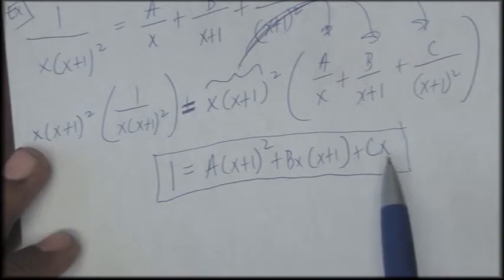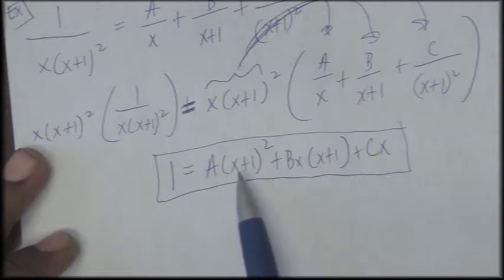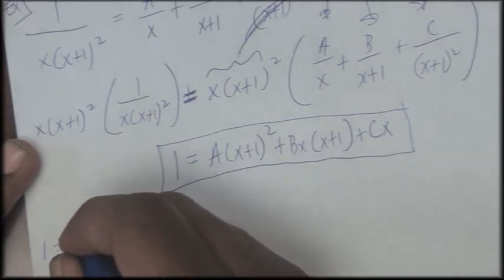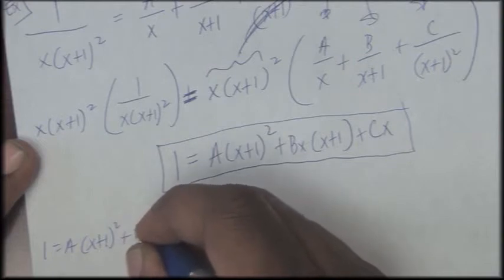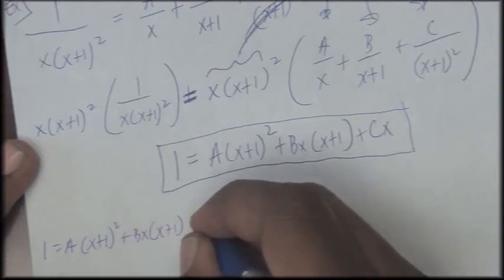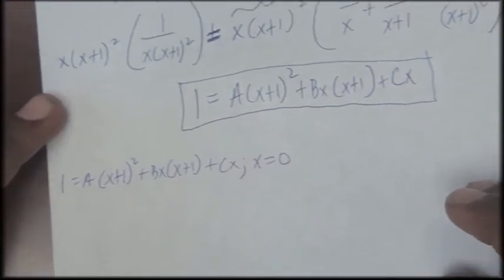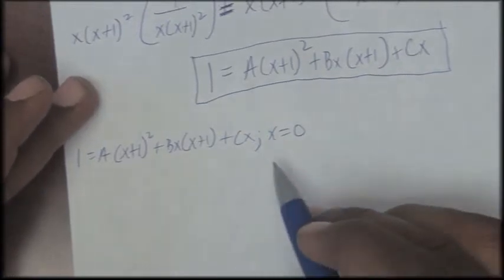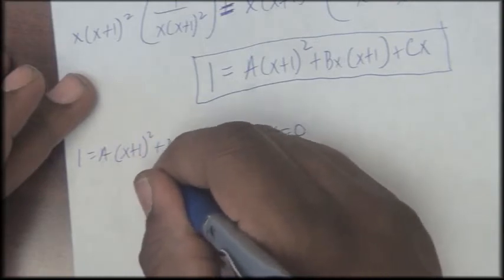So the first thing I'll do is let x equal 0. Therefore, we can solve for our constant a. So I have 1 is equal to a times the quantity x plus 1 squared plus bx times x plus 1 plus cx. We're going to let x equal 0. And once we substitute x for 0, we see that 1 is equal to a.